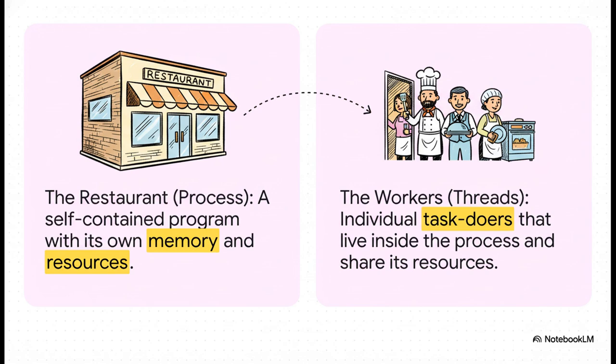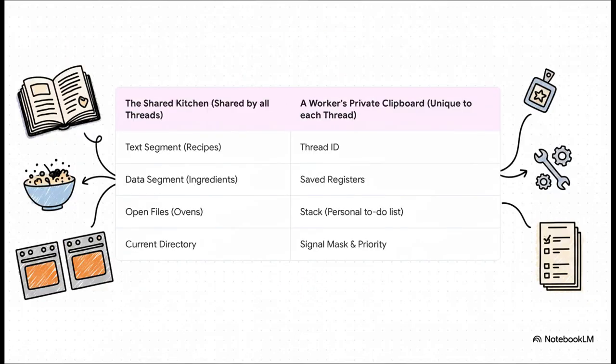All right, so to make this crystal clear, let's put it side by side. On one hand, you've got the process, our restaurant. It's this big, self-contained building with all its own resources. And on the other hand, you have the threads, the workers. They're the individual task doers who live inside that restaurant and share its kitchen. Getting this distinction is absolutely key.